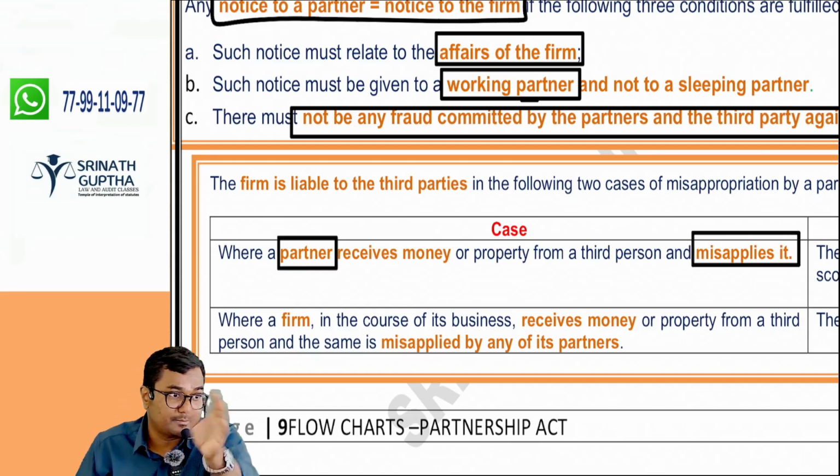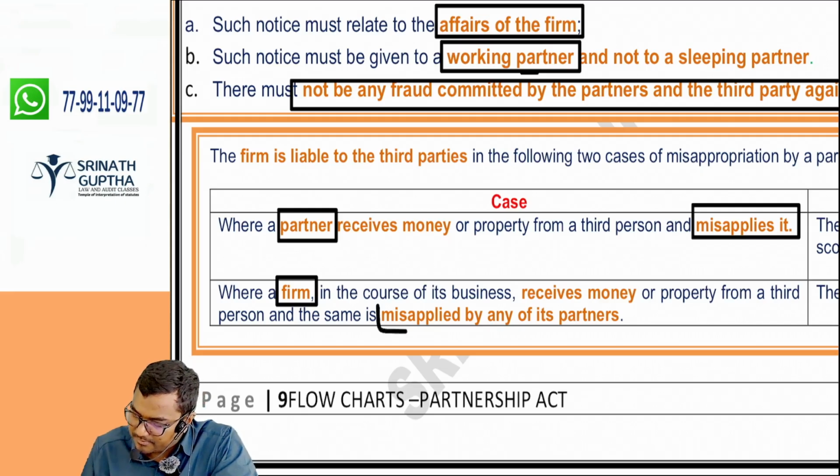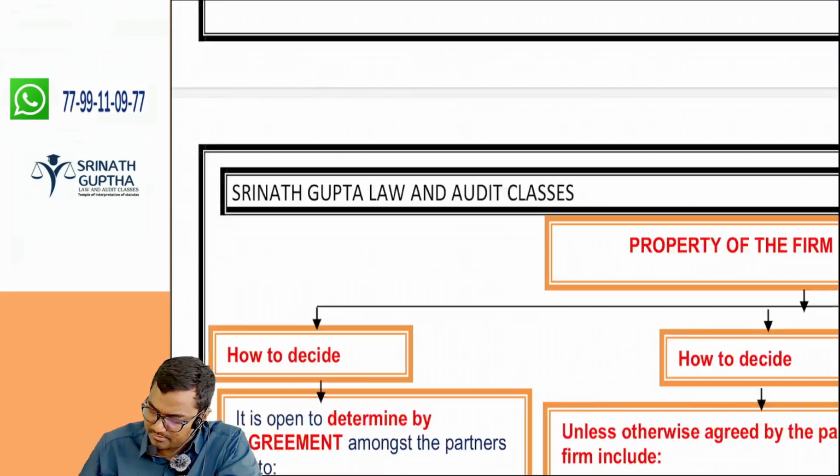So the partner, the third party will be discharged, and the firm will be liable. If we give the money to the whole firm itself, all the partners together, and one of the partners misapplied it, still the firm will be liable and the third party will be discharged. We discussed enough examples also. Remember those examples.